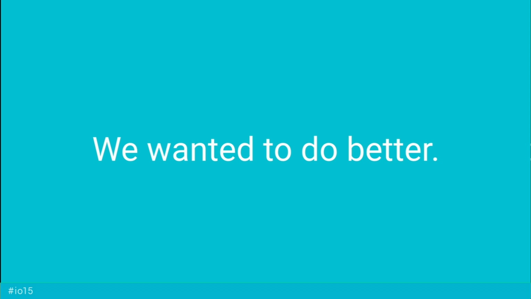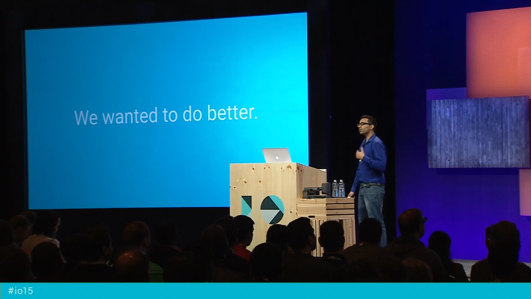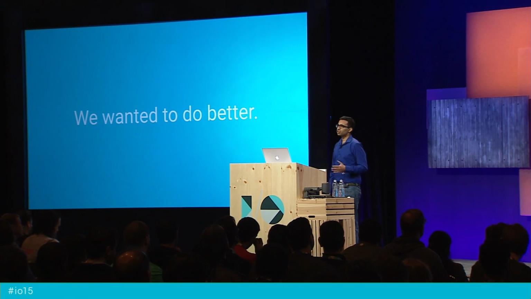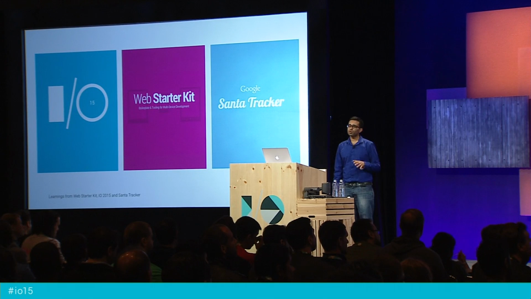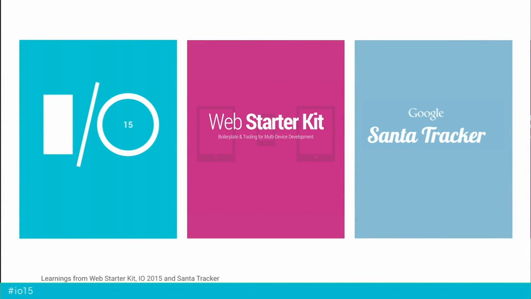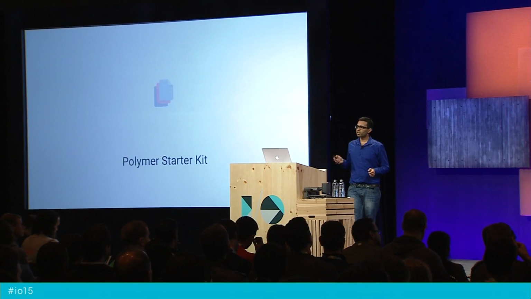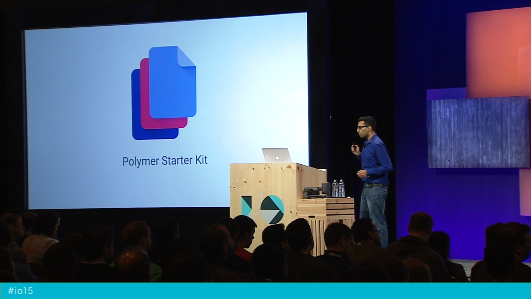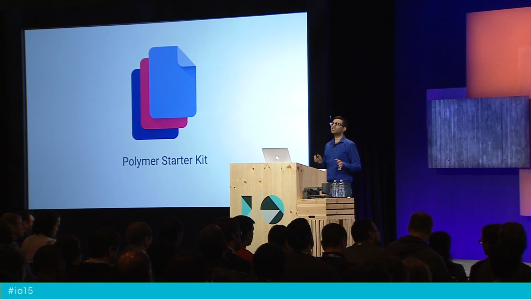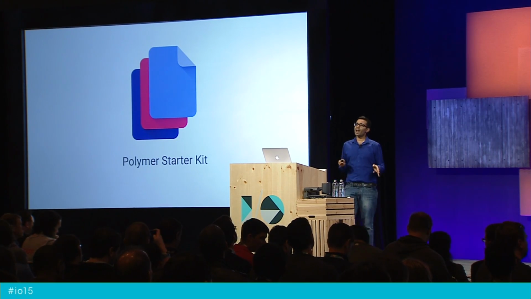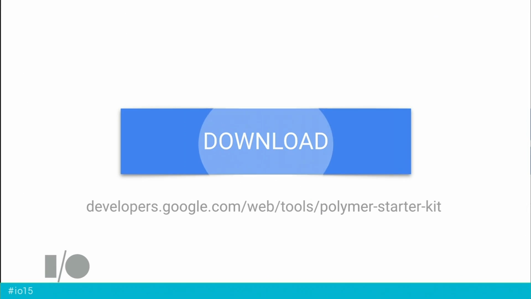Now, on the Polymer team, we wanted to do better. So we took a look at all of the work we've been doing over the last year in projects like the Google I/O app, Google Web Starter Kit, and the Google Santa Tracker. And we took all of our learnings and we put it into a brand new project that we're releasing today. We're calling it Polymer Starter Kit. Now, Polymer Starter Kit is an opinionated starting point for building ambitious apps using Polymer. Looks a little bit like this. You can go and download it today on developers.google.com in the brand new tooling section we've got there.